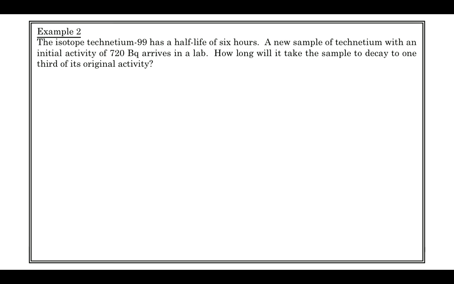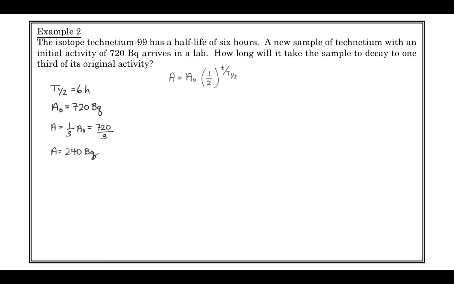For the most part, when we're doing these kinds of questions, we're going to use exponent laws to solve. But sometimes, and in this example, we may not be able to use exponent laws. So we say, okay, we've got a half-life and we get 720 becquerels. We know that the final activity is 1/3 of the initial activity. So we want to find out how long it's going to take for this 720 becquerels to decay down to 240 becquerels. Because we're talking about activity, we'll use our equation for activity.